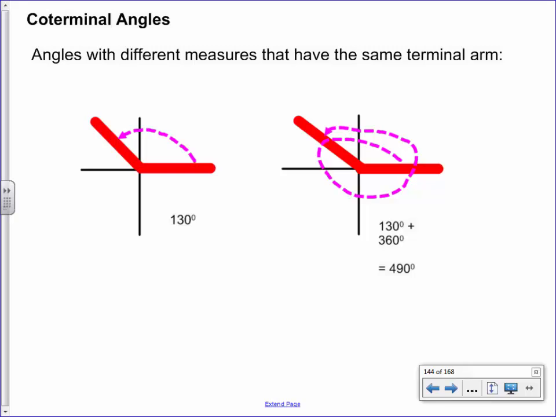How far did I jump? Over 360. 360 plus 90 more. Now, I'm facing the same direction, though. Does that make sense, what I'm saying here?